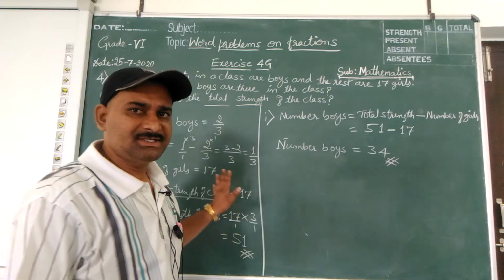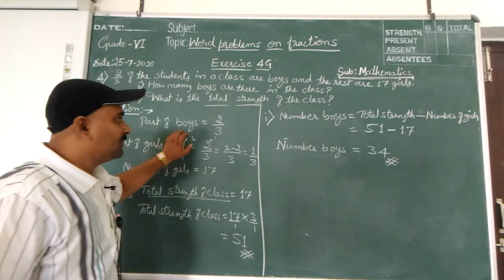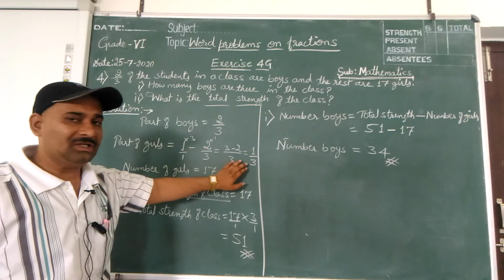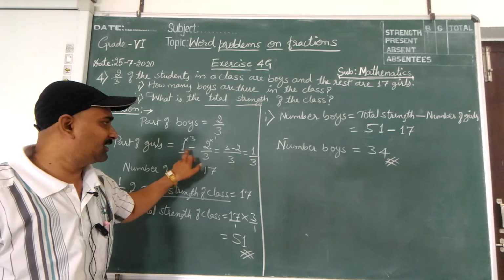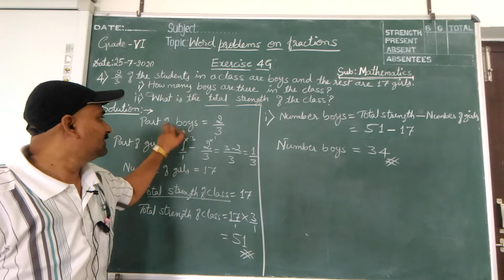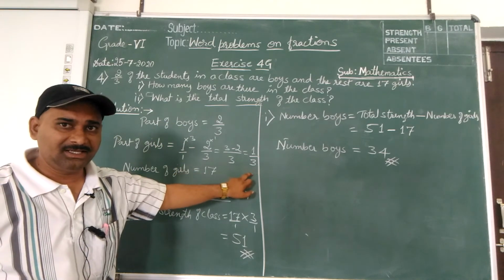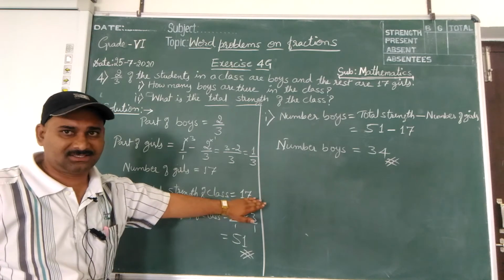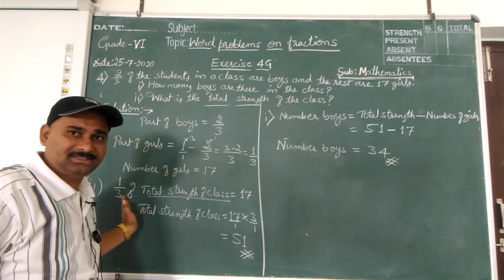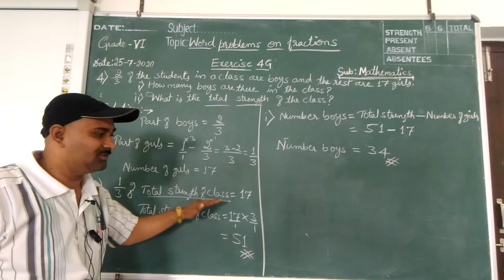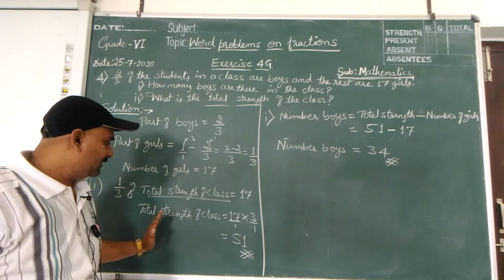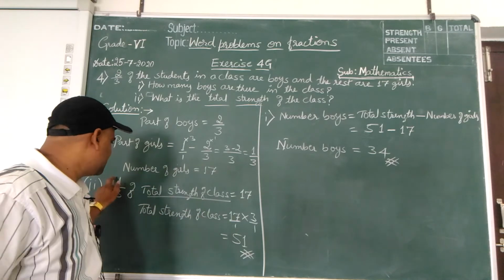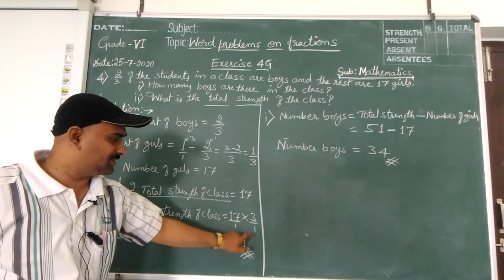Very simple, children, it is. One part will be given, this boys part is given. We have to find out the girls part. How? By subtracting from 1. 1 minus boys part, we will get 1 by 3. 1 by 3 of total strength is girls. 1 by 3 is part of girls. 1 by 3 of total strength is 17. So total strength equals 17 into 3, because 1 by 3 becomes 3 by 1.